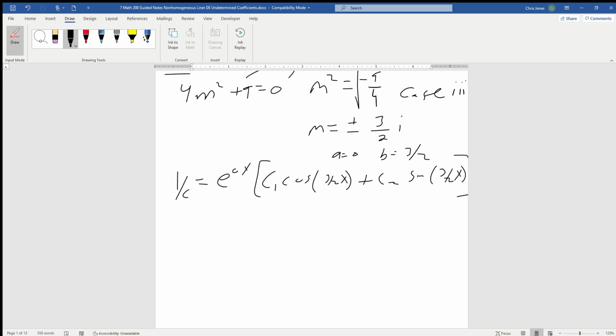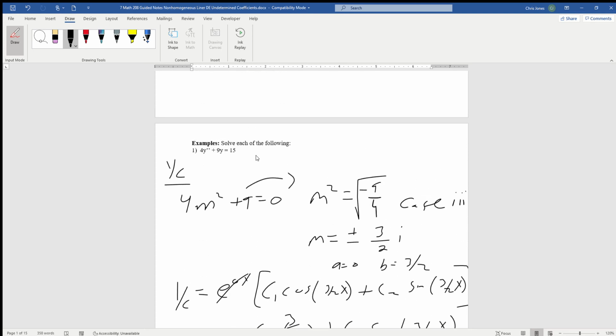All right. Now remember, e to the 0x is 1, so we really just wind up with the complementary solution being c1 cos 3/2 x, excuse me, plus c2 sine 3/2 x. Now we're going to do the new stuff. We're going to find the particular solution.